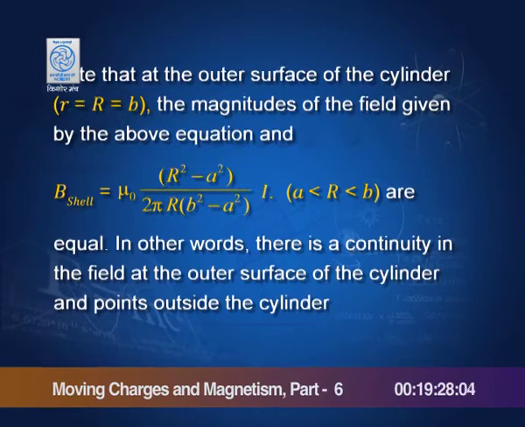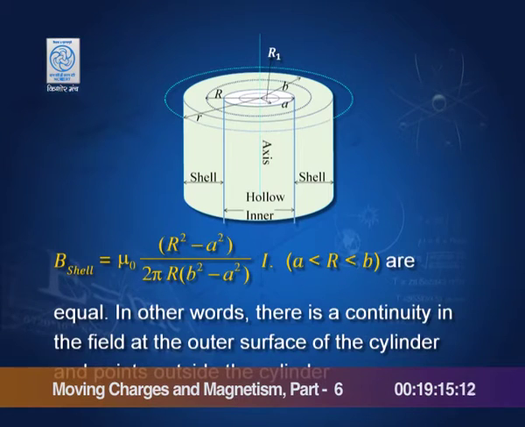This is important because the field outside and field inside must match at the surface. There cannot be any discontinuity. Also, the field inside at radius a must become 0, because inside there is no field. So, at each point there must be continuity. You cannot have discontinuous magnetic fields.